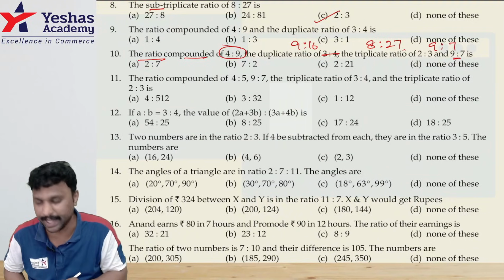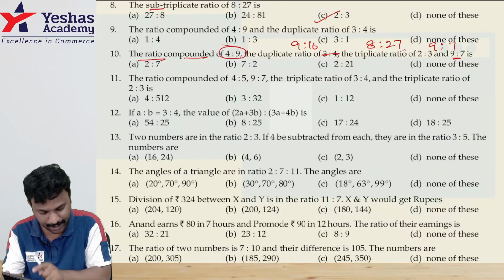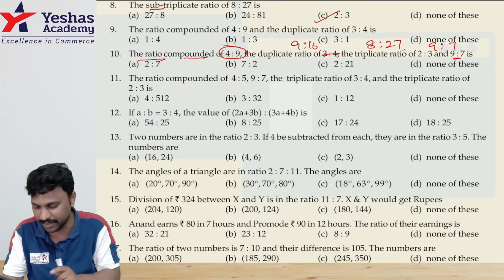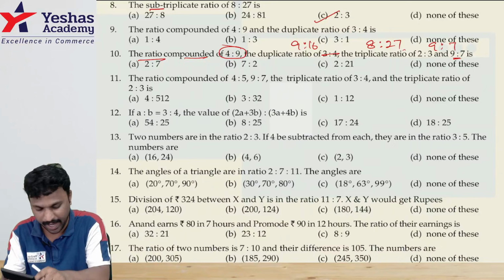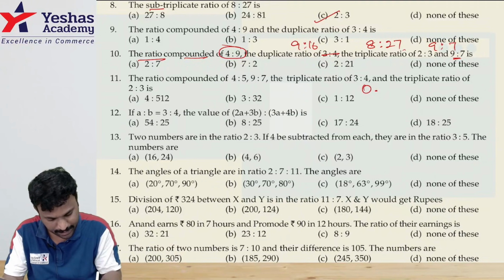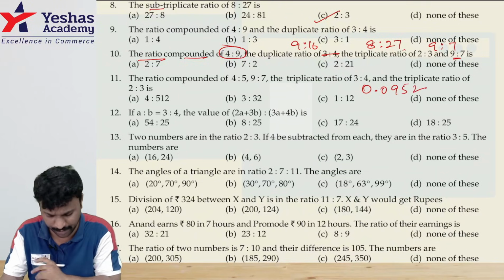Yes, what did I say? You have to multiply the second terms, that is 9 into 16 into 27 into 7. Right? Now take the reciprocal, divide equal. Then multiply with the first terms, into 4, into 9, into 8, into 9. And the result is 0.0952. Which option gives you 0.0952?